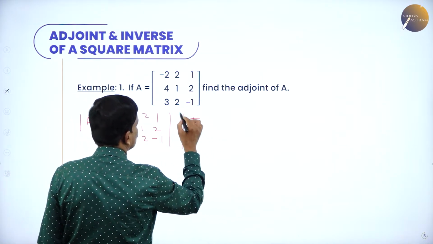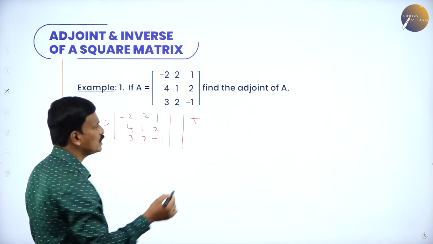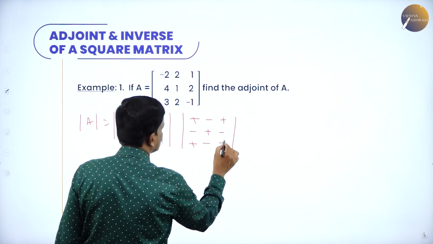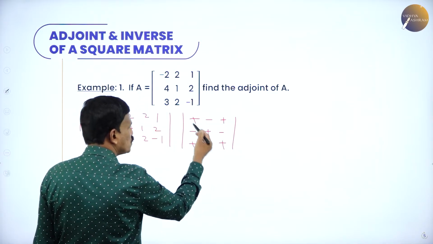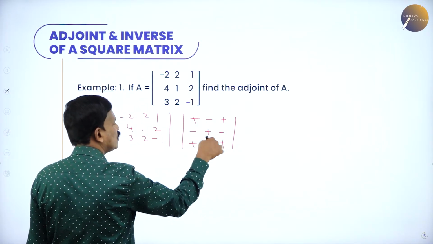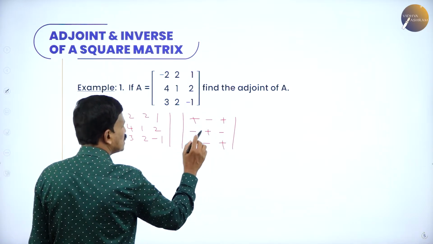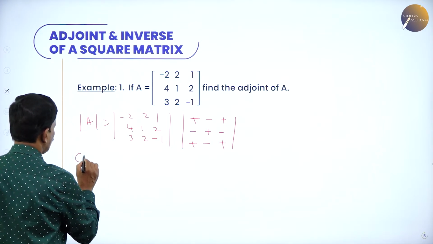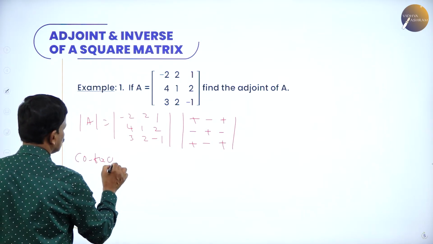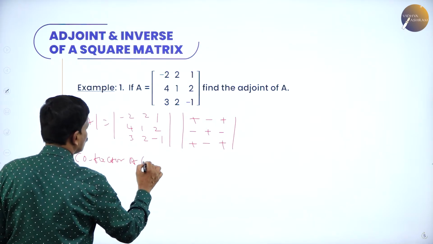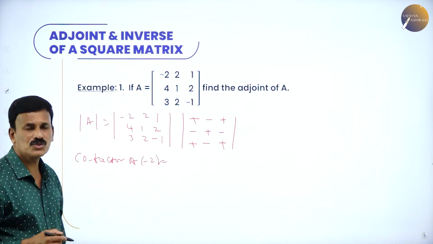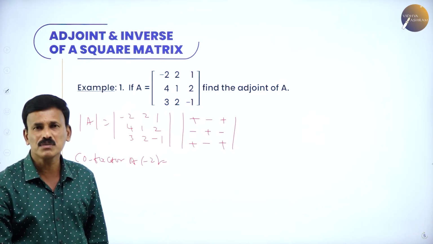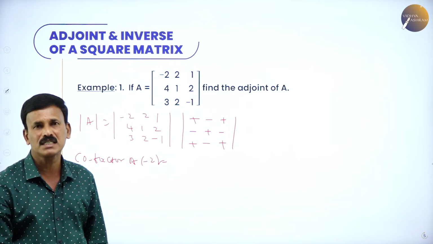Keep it in mind. The signs are alternate: plus, minus, plus, minus, plus, minus, plus, minus and plus. So, diagonals are positive, remaining are negative. Go on writing the cofactors first. This is very important. Cofactor of minus 2. Finding this cofactor and adjoint, by knowing this adjoint, you can solve the problems in simultaneous equations using matrix method.